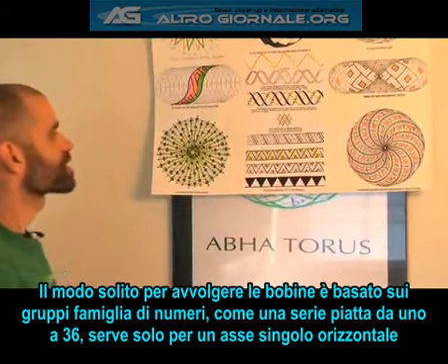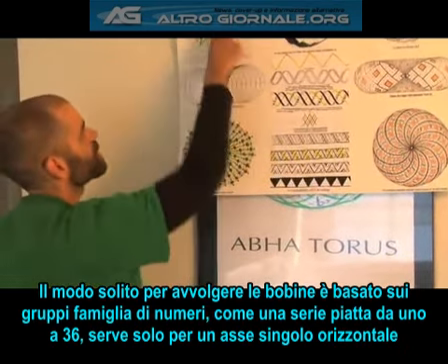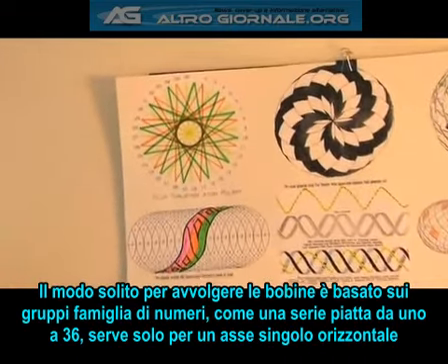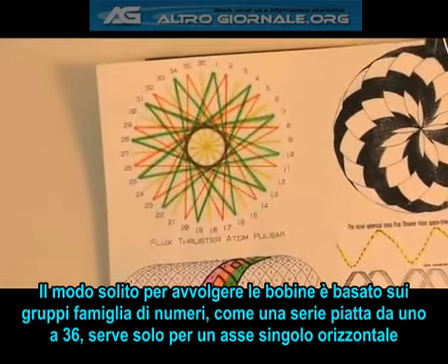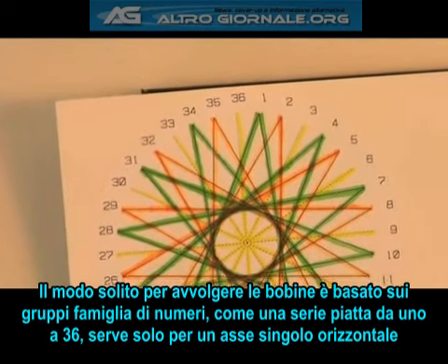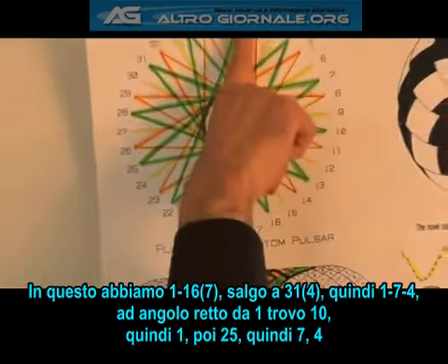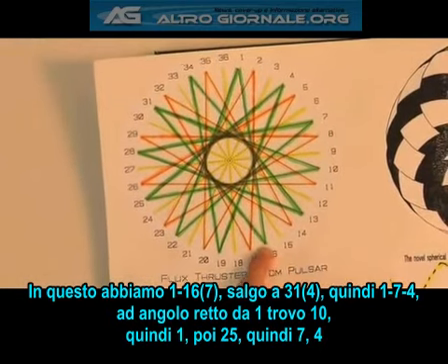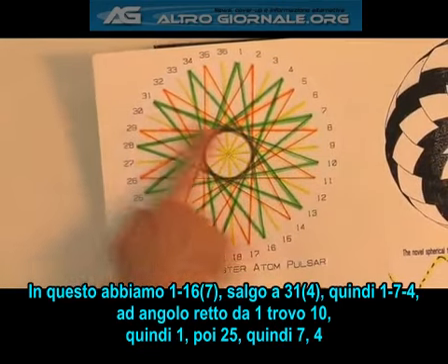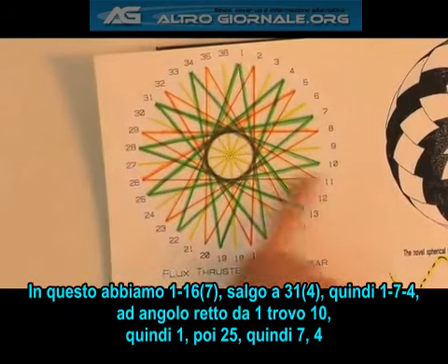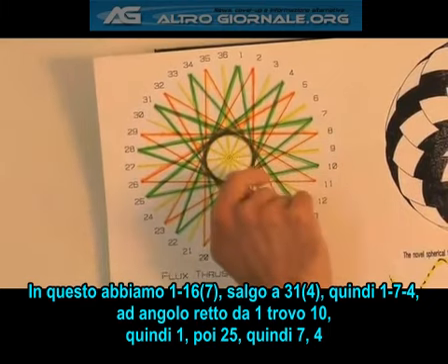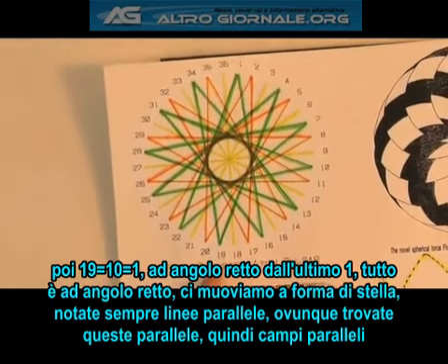When you're making these toruses, the standard way that people have been winding the coil is based on the family number groups along just a flat series of 1 to 36. So this is only accounting really for a single horizontal axis. So in this one, it's going 1 to 16, which is 7, you know. And I'm going back up here to 31, which is 4. So I've gone 1, 7, 4. On my third one, I'm at a right angle to the first one, and that's 10. Again, back to 1. 25, which is 7. 4, which is 4. 19, which is 1.